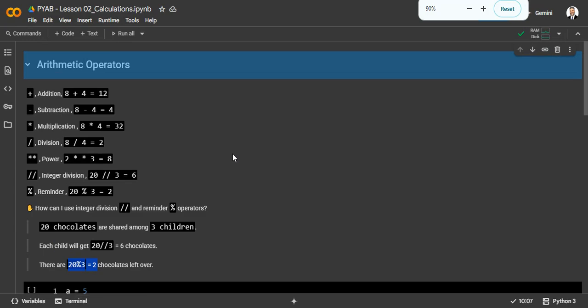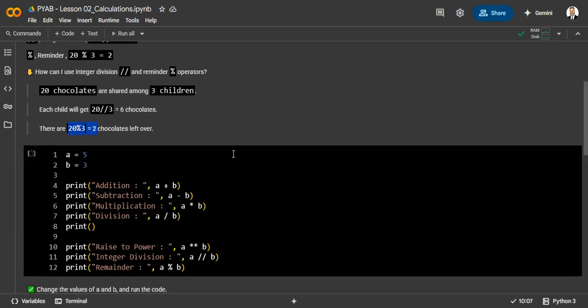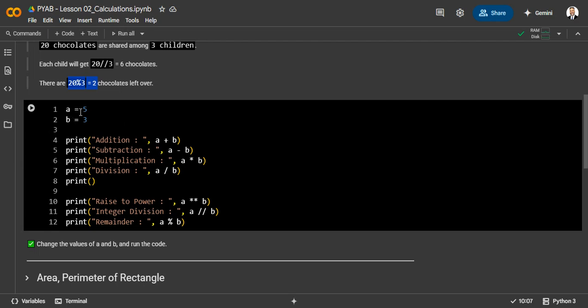Now let's go here to take a look at the next one. We have here A equal 5, B equal 3. So I am printing 4 values here: addition, subtraction, multiply, divide, to show you. Similarly, I am also going to print here the power, integer division and remainder.